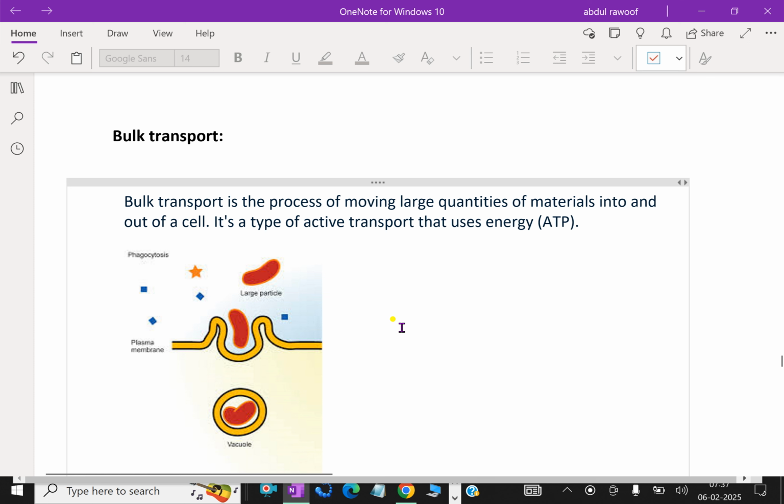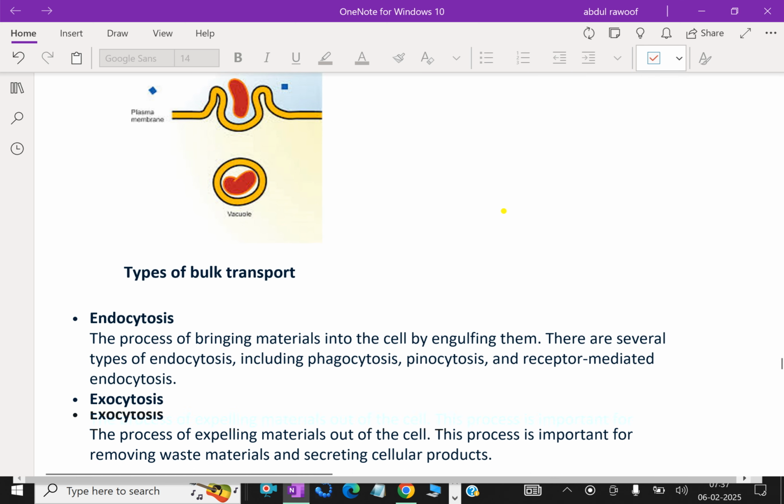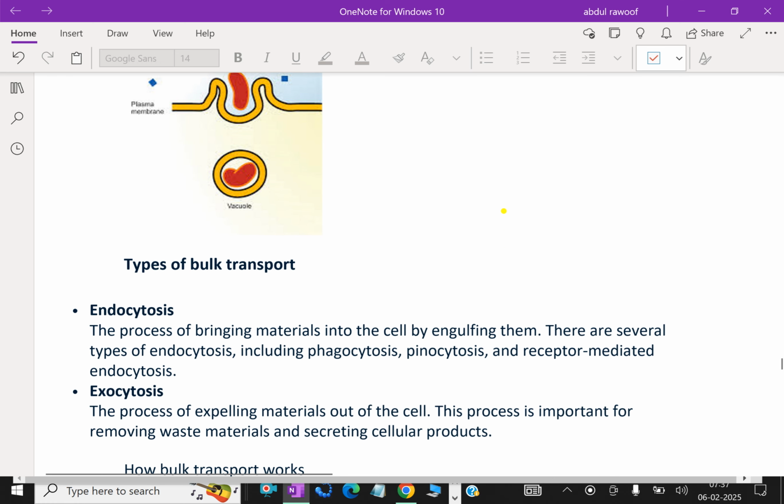Now, what is bulk transport? In detail, bulk transport is the process of moving large quantities of materials into and out of a cell. It's a type of active transport that uses energy, that is ATP. Types of bulk transport: endocytosis, the process of bringing materials into the cell by engulfing them. There are several types of endocytosis, including phagocytosis, pinocytosis, and receptor-mediated endocytosis.